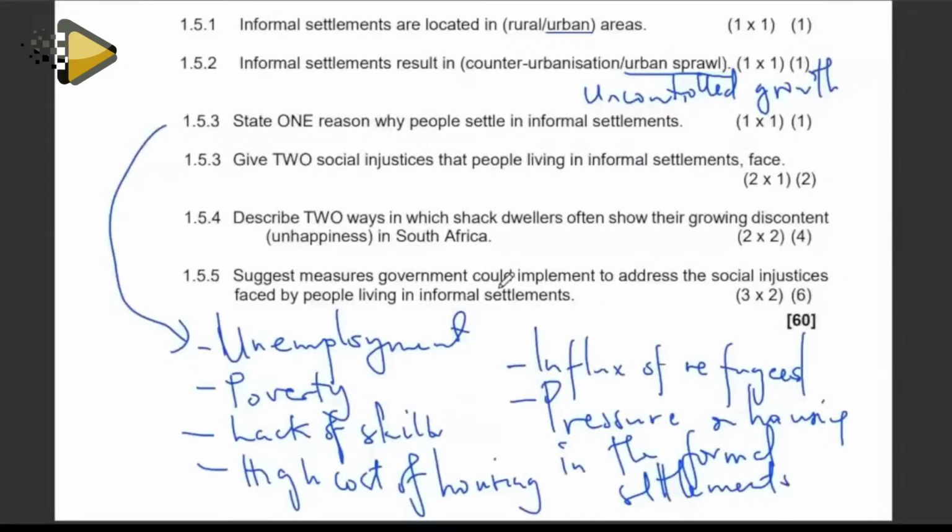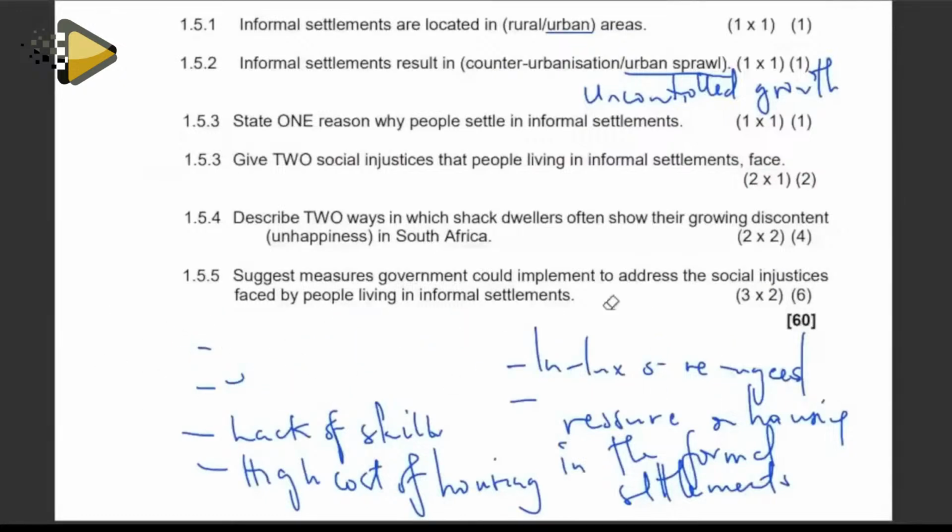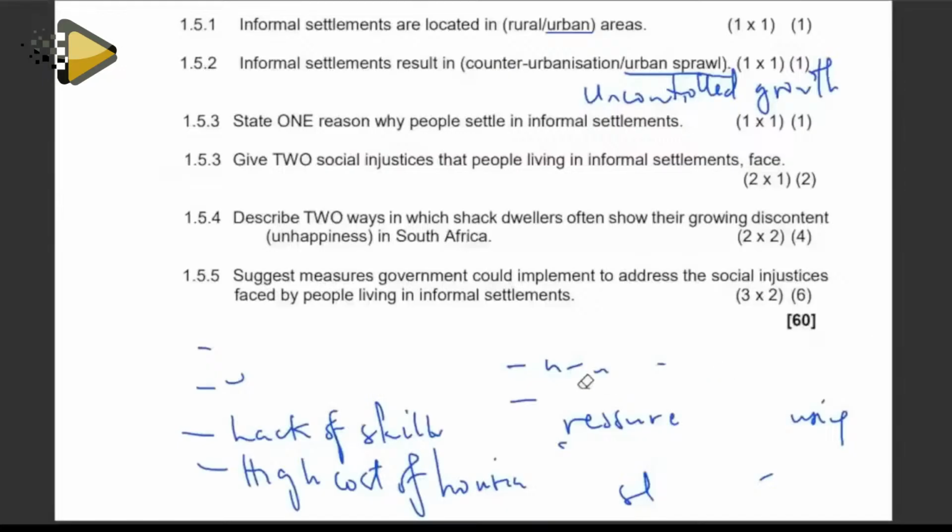All right, that takes us to question number 1.5.3. Unfortunately, there is a repetition here. This must be 1.5.4, but we'll take it as it is. Right, the next 1.5.3, we are going to answer it. Give two social injustices that people living in informal settlements face.